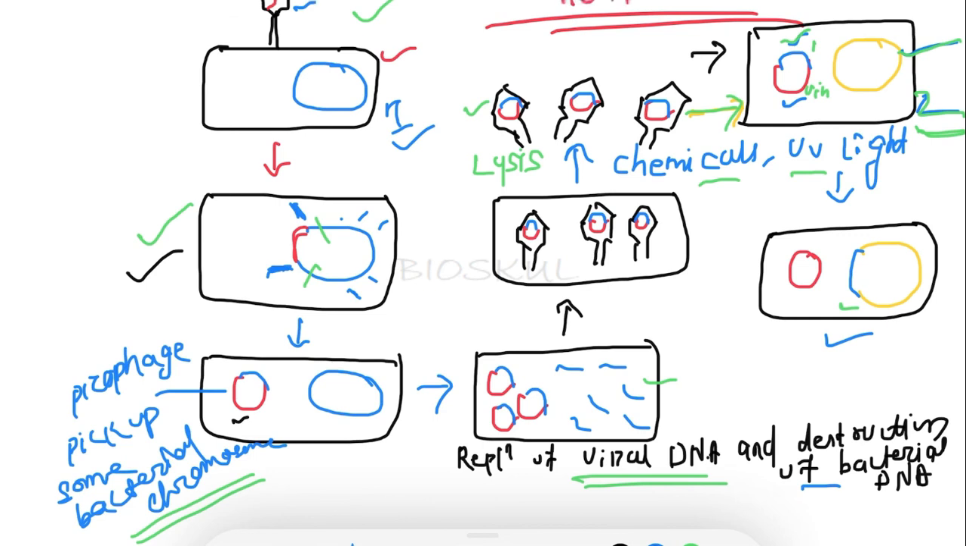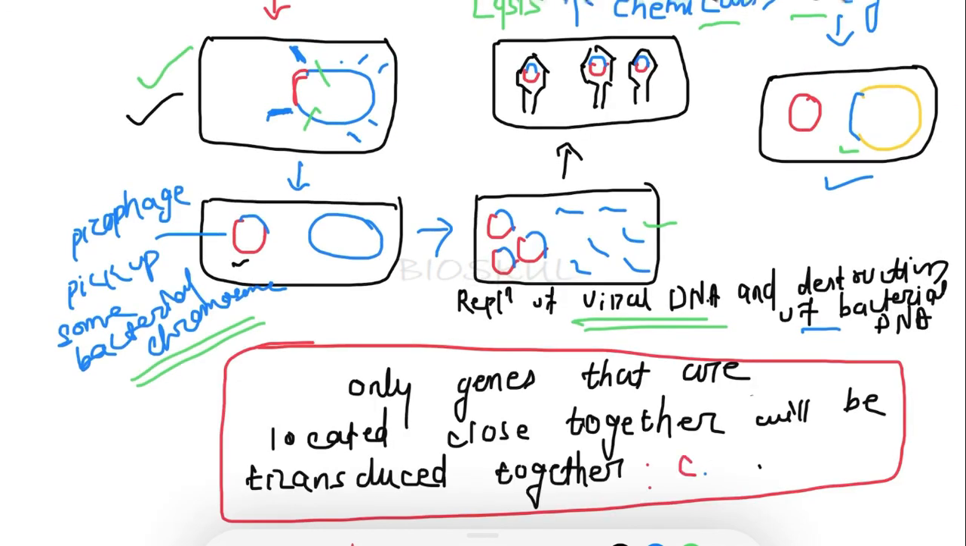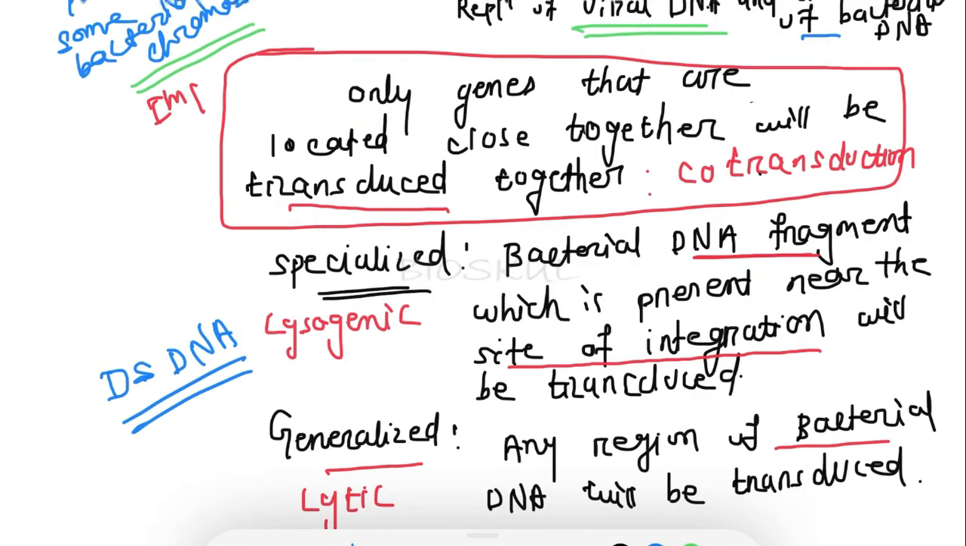So in transduction, only the genes that are located close to each other will be transduced together, which is also called co-transduction. As I have told you, in transformation there is co-transformation. Similarly, here it is co-transduction. Co-transduction means the genes which are located close to each other will be transduced together. So this is a very important point. This is all about transduction.